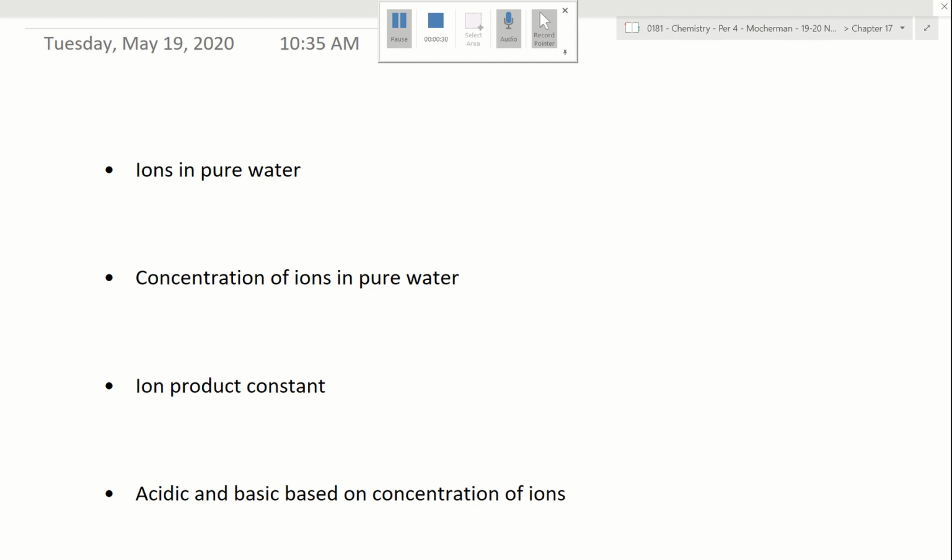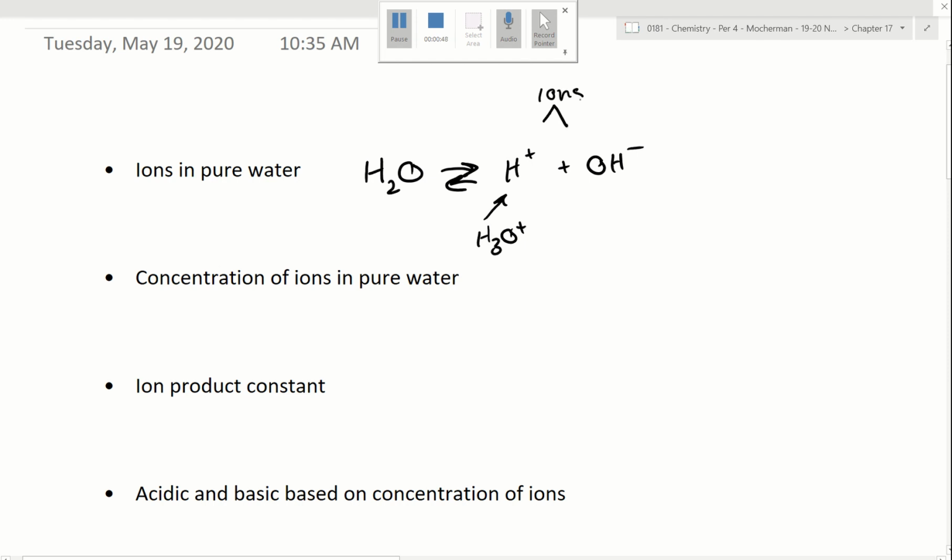All right, so you need to know what ions are in pure water. Remember that H2O will ionize into H+ and OH-. Remember, H+ is actually H3O+. They're the same thing. So these are the ions found in water. All water samples have H+ and OH- in there. Small amounts, but it's there.